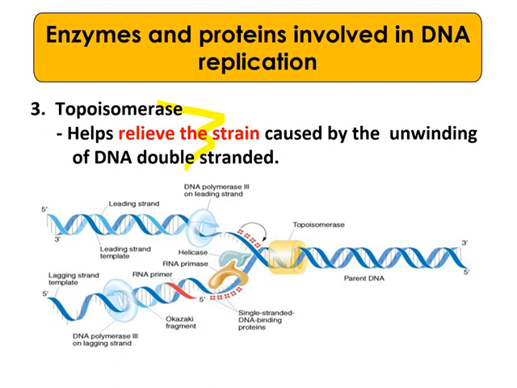The second enzyme is topoisomerase. It helps relieve the strain caused by the unwinding of the double-stranded DNA. So this one is the helicase. When the helicase unwinds the DNA double helix, it will cause tighter twisting and strain ahead of the replication fork. So we need the topoisomerase to relieve the strain.